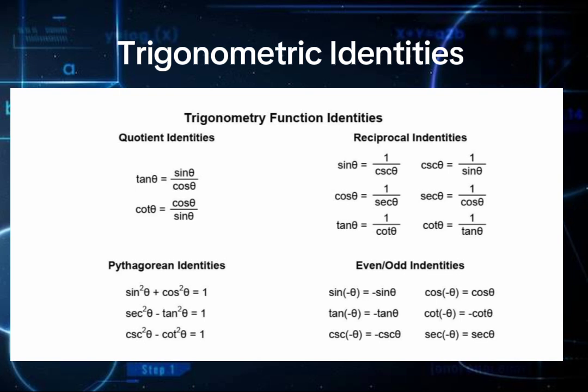Sine of negative theta is equal to negative sine theta. Cosine of negative theta is equal to cosine theta. Tangent of negative theta is equal to negative tangent theta. Cotangent of negative theta is equal to negative cotangent theta. Cosecant of negative theta is equal to negative cosecant theta. And secant of negative theta is equal to secant theta.